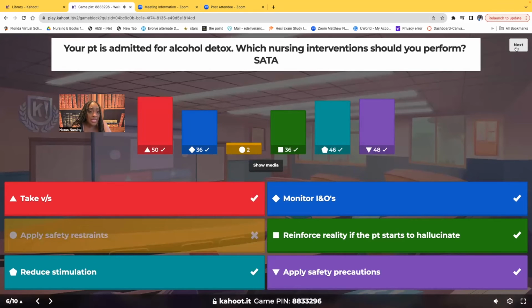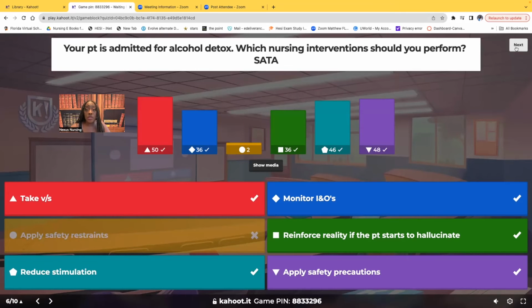All right. So yes, take the patient's vital signs because your heart rate's supposed to be 60 to 100. Patients who are withdrawing, we're concerned about them going through tachycardia, that heart rate going higher than 100. We're going to monitor their I&Os because remember, fluid and electrolytes are important. Fluid balance is important. Next, apply safety restraints? No, there's no need. There's nothing in this question that would warrant safety restraints. There's nothing here that's saying the patient's being a danger to themselves or anyone else. So no.